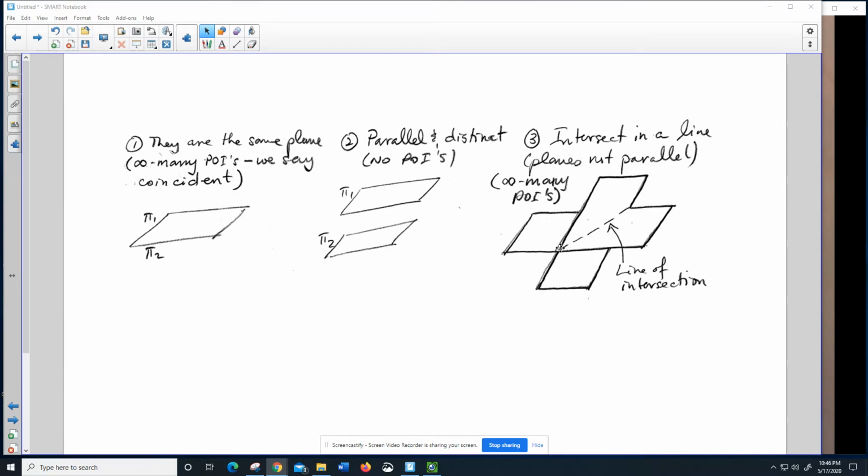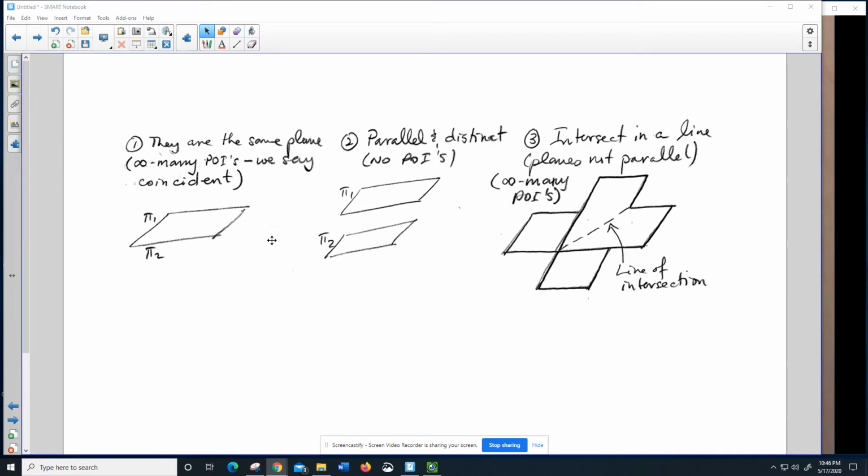in a line. What's interesting here is that there's no way for two planes to intersect in a single point, like two lines can. As soon as they're not parallel, we know that we're looking for a line of intersection, which means we're going to have infinitely many points of intersection. Now I'm going to focus in on these first two because they have something in common.